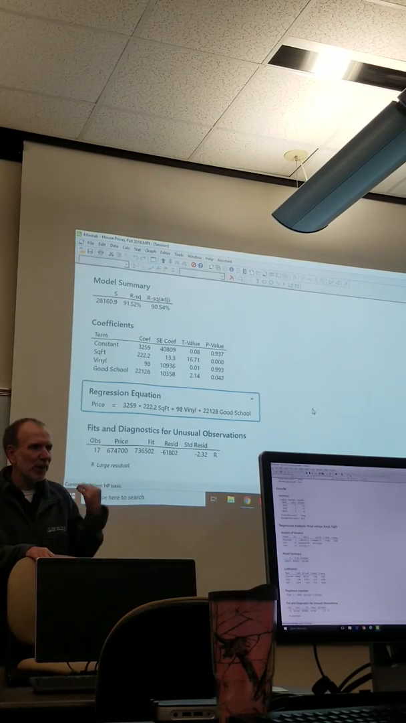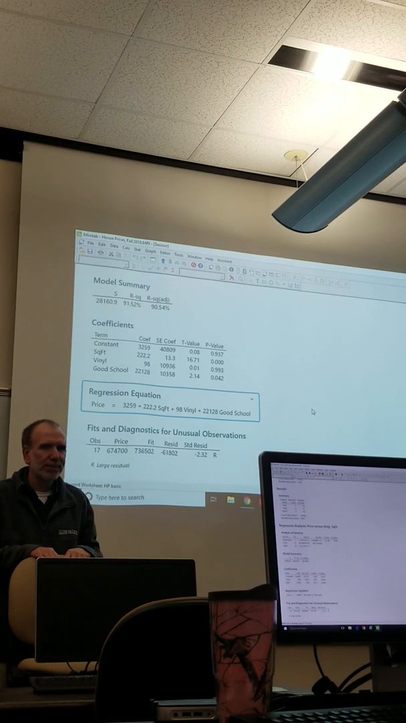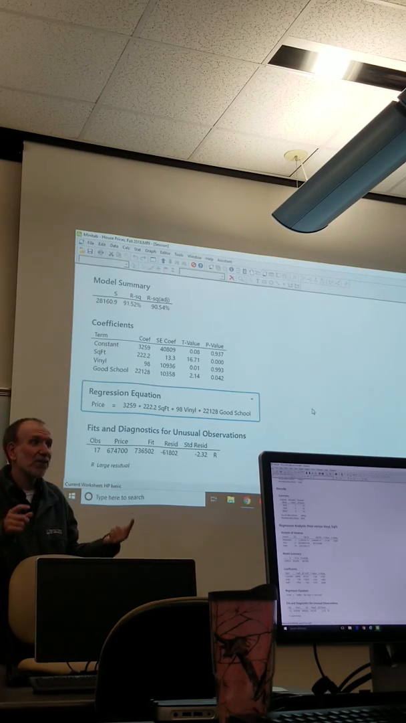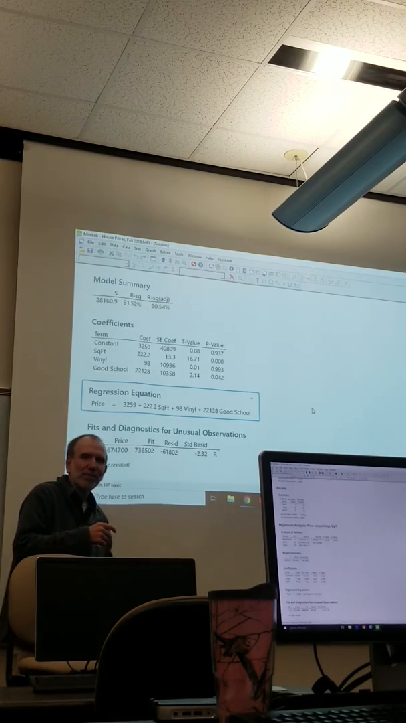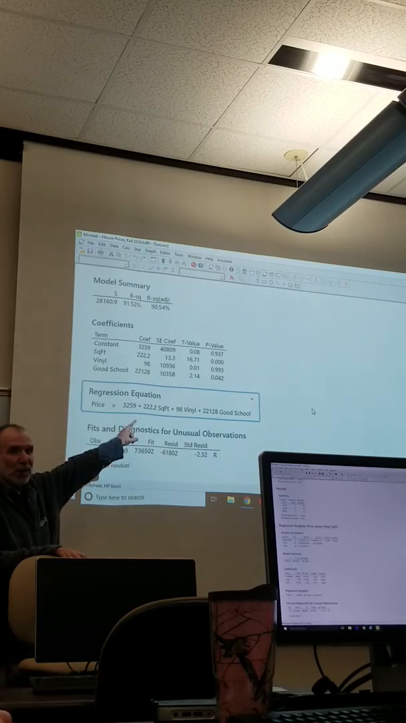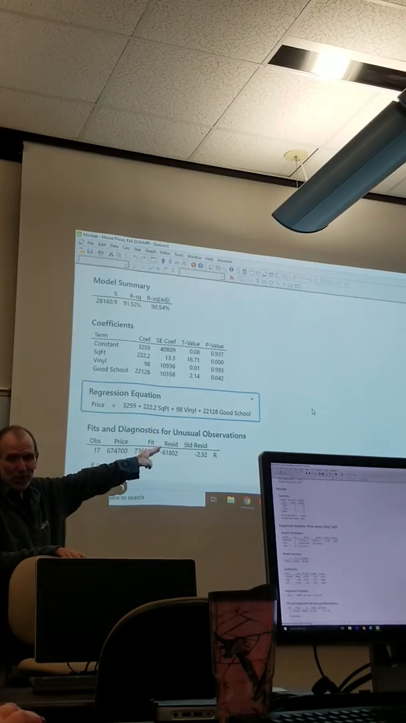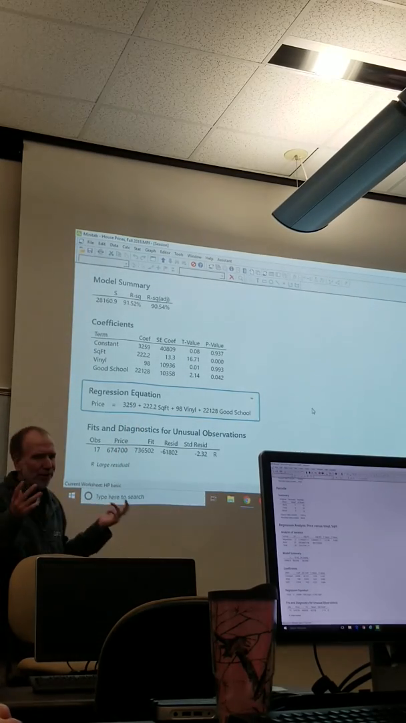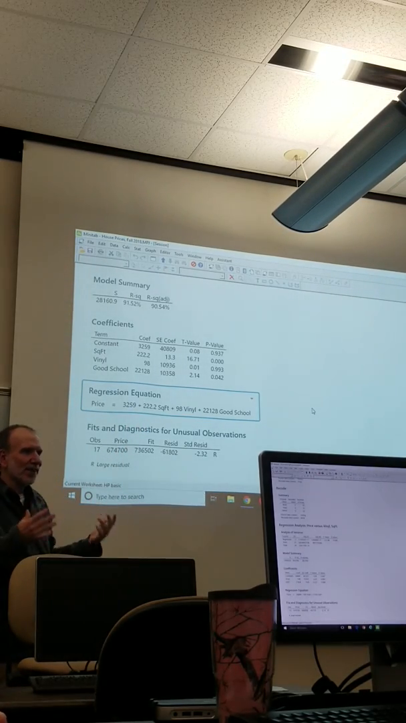How would we interpret the vinyl coefficient? Accounting for square footage and the good school district, the price will go up $98 if the house has vinyl siding. How about the square footage? Already accounting for whether it has vinyl siding and the school district, each additional square foot raises the price by 222. We interpret these things the same way.